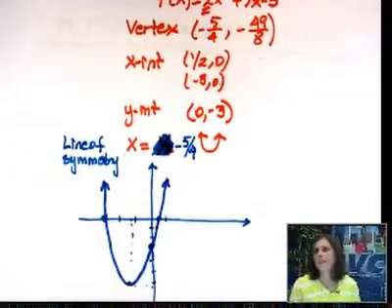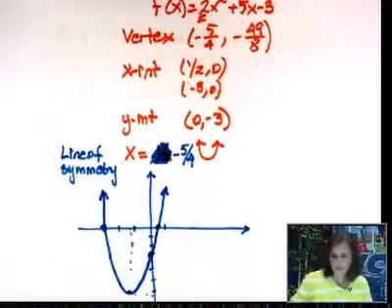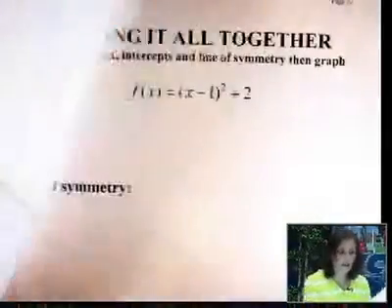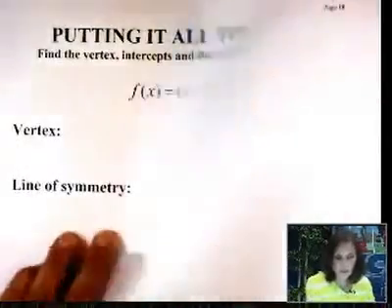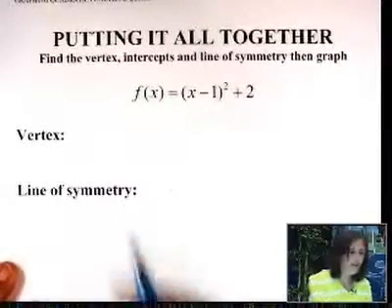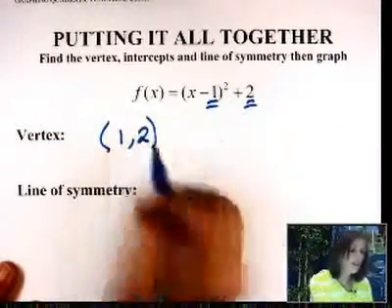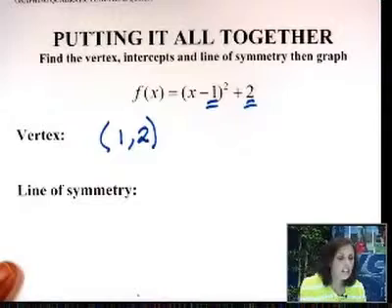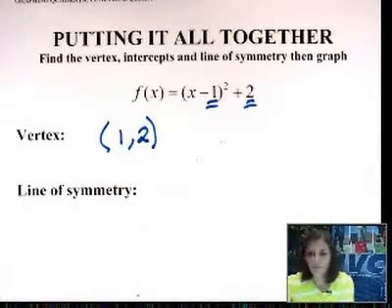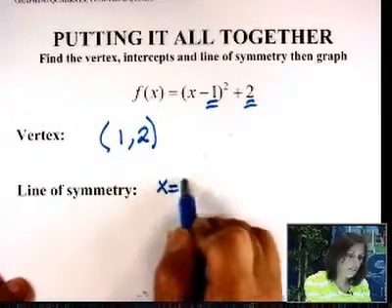Here we go. Here's my parabola. You don't need all these to actually draw it. But let's do the same thing with the vertex form. So let's do that. Vertex is going to go through here. So that one is a little easier. I just look at it. Line of symmetry, that's my x-coordinate of my vertex. And that is going to be x equals 1.